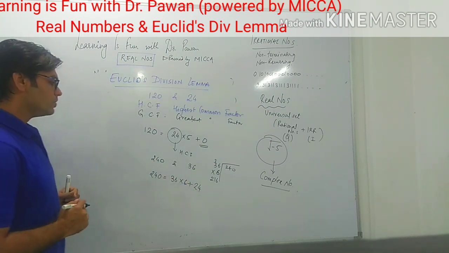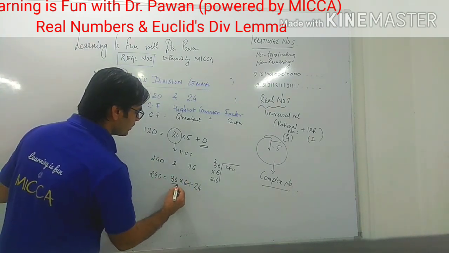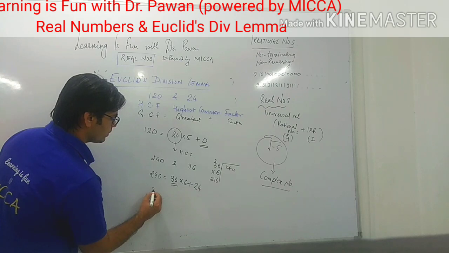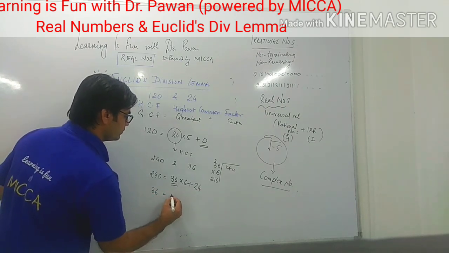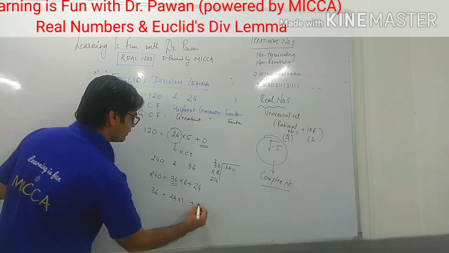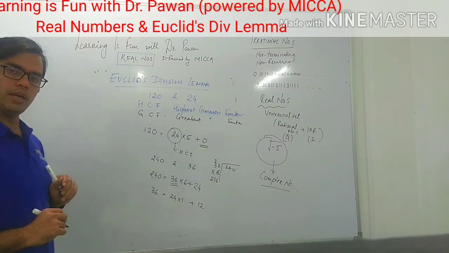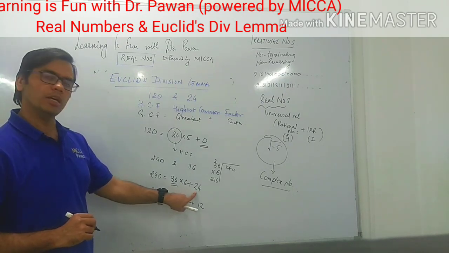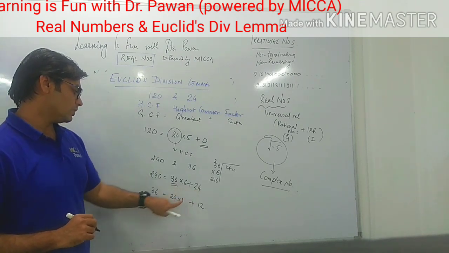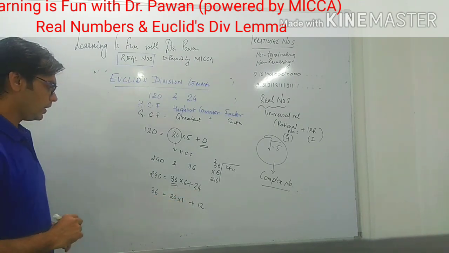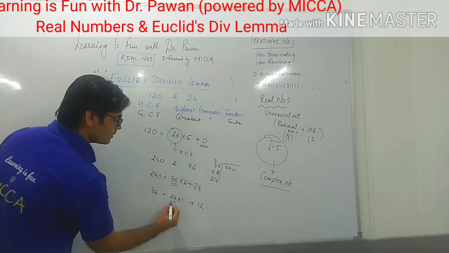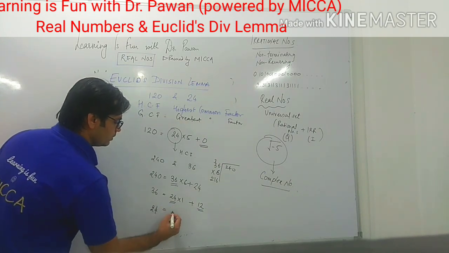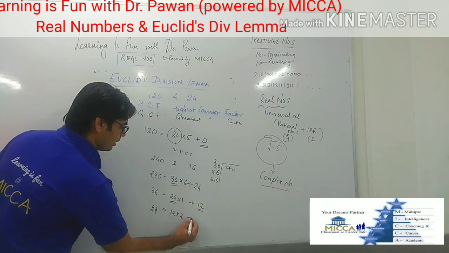So what we have done is we have represented 240 as 36 times 6 plus 24. Next, I have to represent this divisor in the form of this remainder. So 36 equals 24 into 1 plus 12. Now again repeating this process, this is the divisor, this is the remainder. I have to represent 24 in the form of 12, so 12 times 2 plus 0.